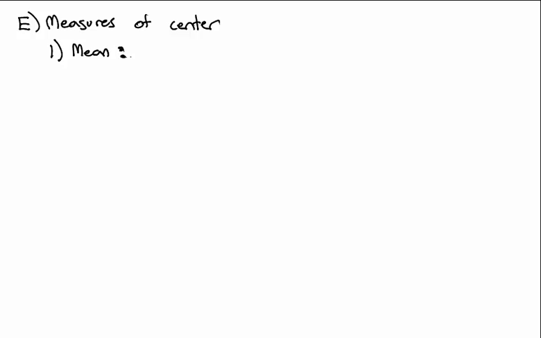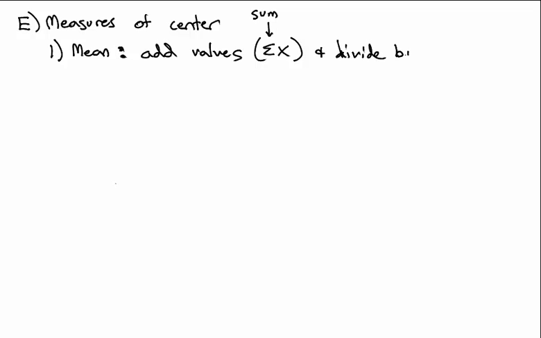The mean is what we get if we add the values together. The way we represent adding the values is we'll say the sum of the x's, that notation. That thing's called a sigma, capital sigma, and it means sum, or add up all of the values together and divide by the number. How many numbers did we use?